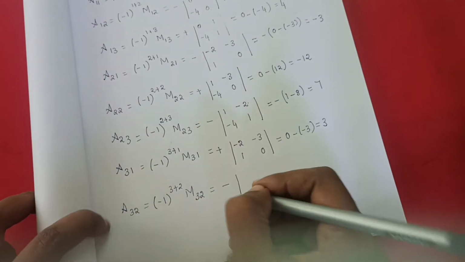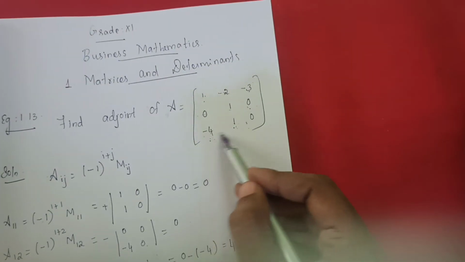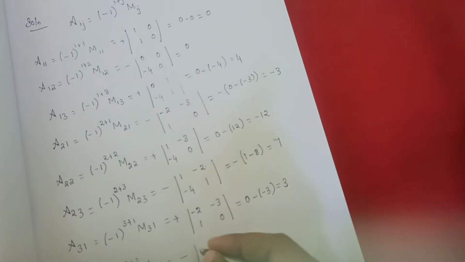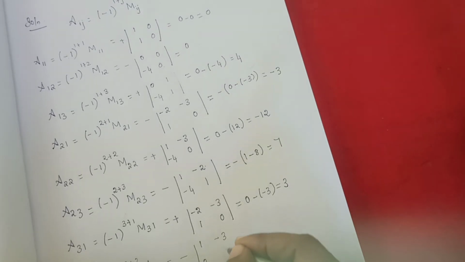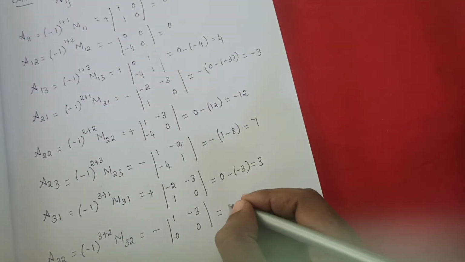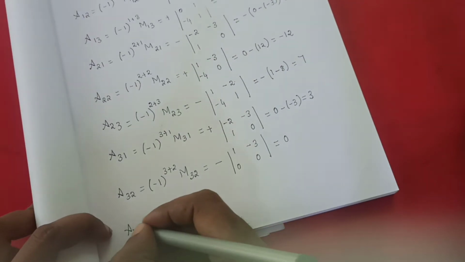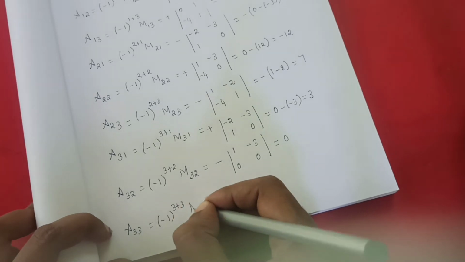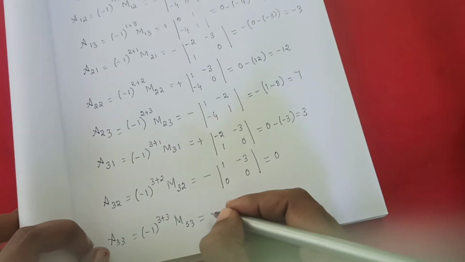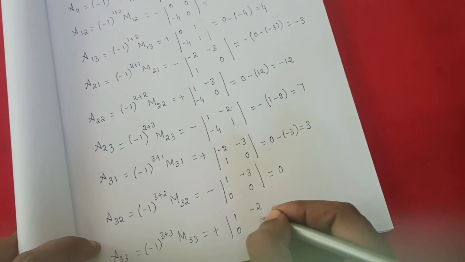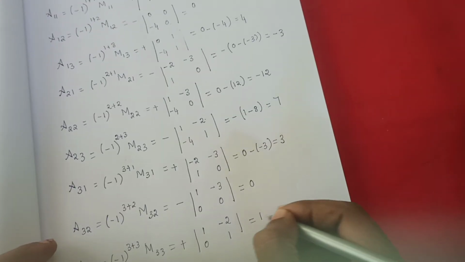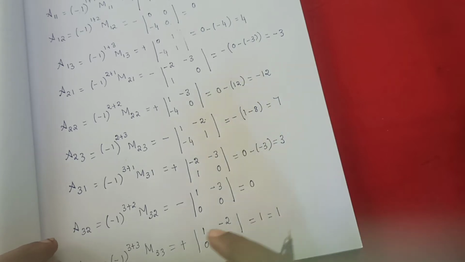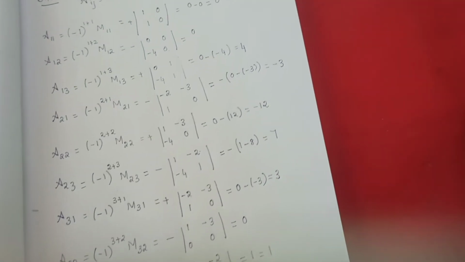That's equal to, the symbol is minus. Here for 1, is it right? So this row and this column, 1 0 minus 3 0. So that's equal to 0 will be the answer. Then next one, A33, minus 1 to the power 3 plus 3, M33. That's equal to, the symbol is positive for the last one. This row and this column will go, 1 0 minus 2 1. That's equal to 1 minus 0. That's equal to 1. Okay, now you have found out all the cofactors.